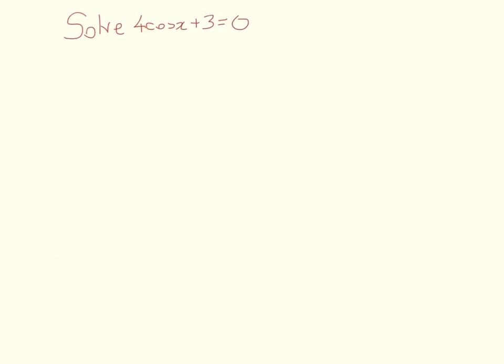Okay, in this example we've been asked to solve 4 cos x plus 3 equals 0. So when we're doing trig equations, my first bit of advice would always be to draw your CAST diagram, and put in the values as well. This is 0, 90, 180, 270 and 360.